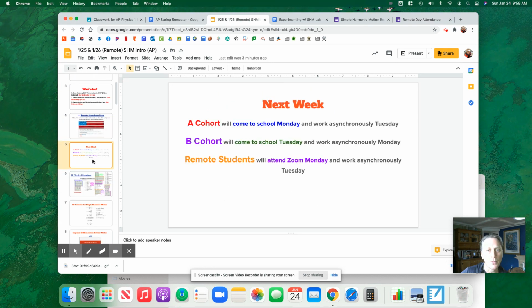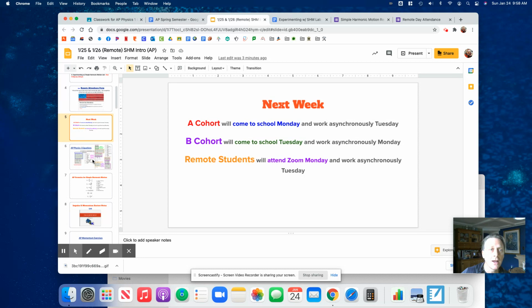Remember, we are now into our hybrid schedule, and so we have our different cohorts. Remember, it's the A cohort is here Monday and Wednesday. B cohort is here Tuesday and Thursday, and remote students should follow the A cohort days and come in synchronously in Zoom on Monday, Wednesday, and then you'll just do remote the rest of the day. Friday is remote for everybody.